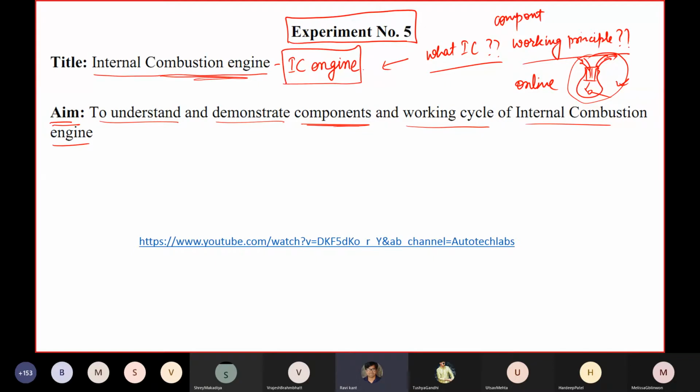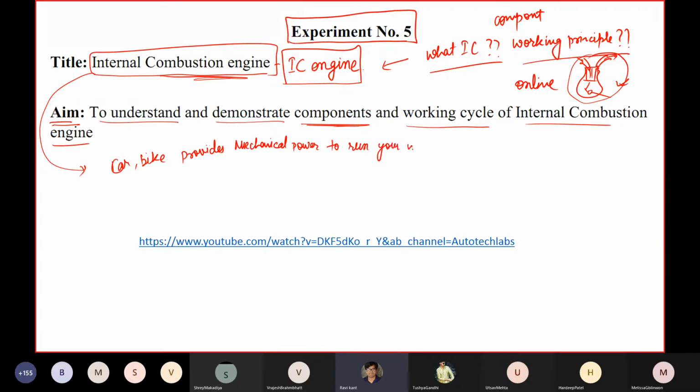But for those of you who don't know, an IC engine is a device that is fitted in your car or your bike, which provides mechanical power to run your wheels.